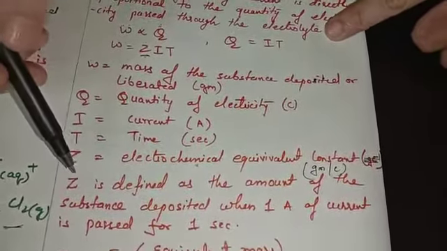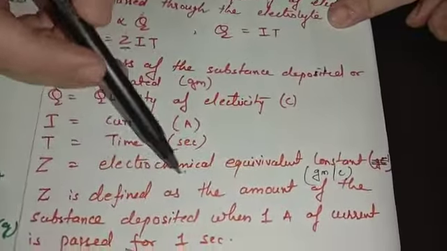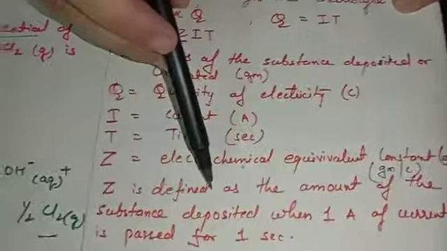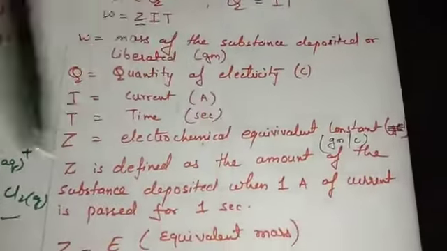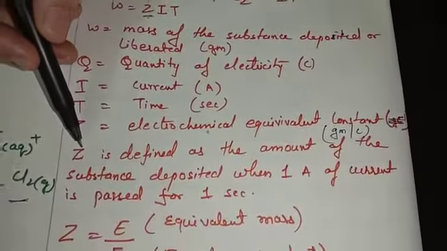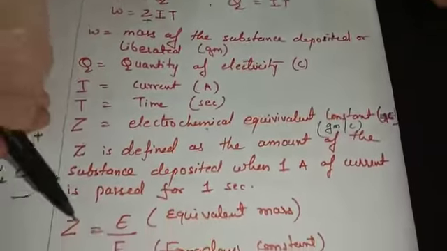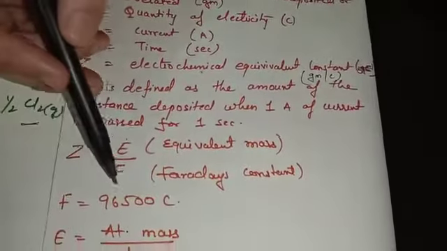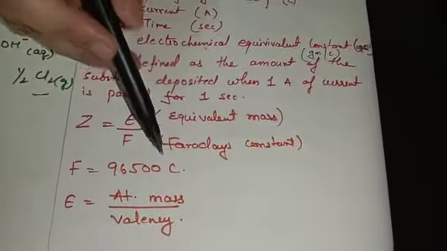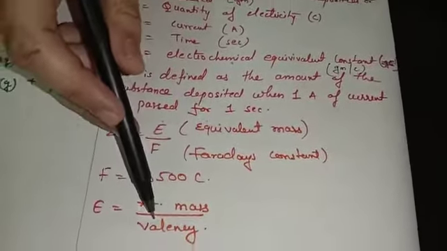If the question asks what you mean by electrochemical equivalent constant, Z is defined as the amount of the substance deposited when 1 ampere of current is passed for 1 second. This is the definition of electrochemical equivalent constant. How can you get the value of Z? Z is equal to E upon F, where E is the equivalent mass and F is Faraday's constant. Faraday's constant is equal to 96500 coulomb, whereas equivalent mass you can calculate: equivalent mass is equal to atomic mass upon valency.